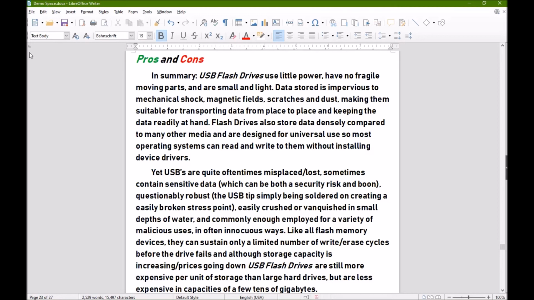USBs are easily crushed or vanquished in small depths of water, and commonly enough employed in a variety of malicious uses, often in innocuous ways. Like all flash memory devices, they can sustain only a limited number of read and write cycles before the drive fails. And although storage capacity is increasing and prices going down, USB flash drives are still more expensive per unit storage than large hard drives, but are less expensive in capacities of few tens of gigabytes.